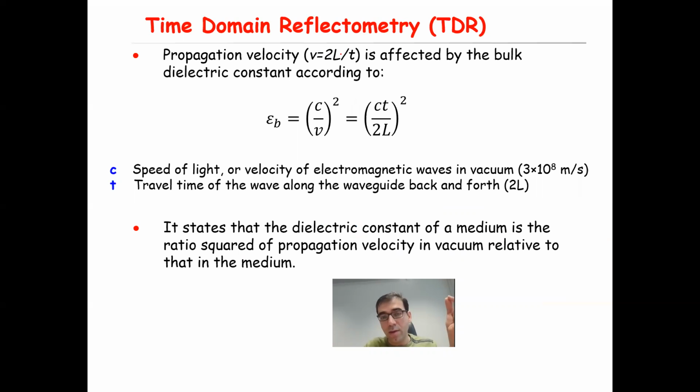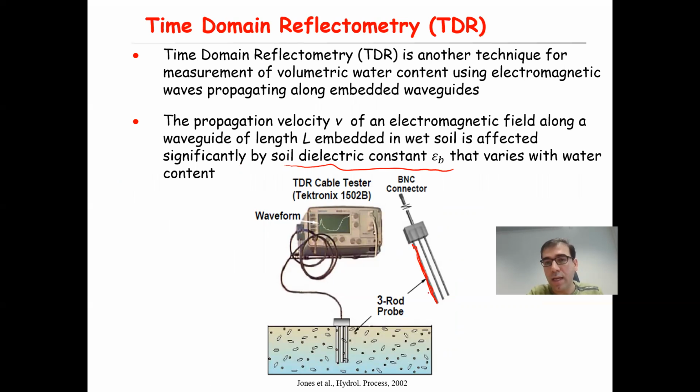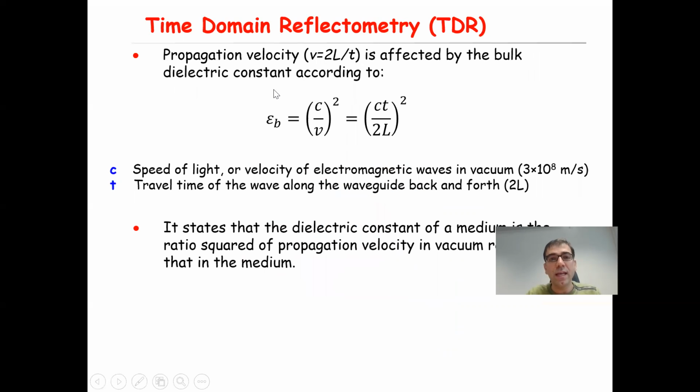Because the wave basically goes through this rod, goes here and then comes back again. So that will be 2L. Okay. So the propagation velocity, 2L divided by t, is affected by the bulk dielectric constant.